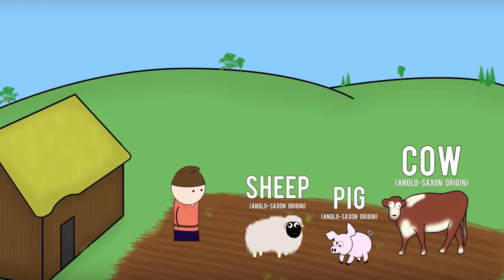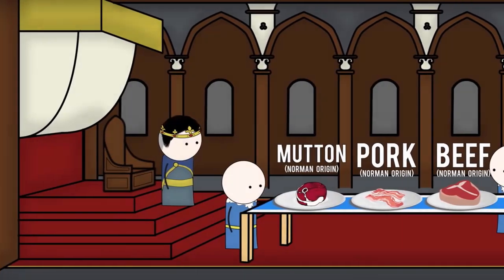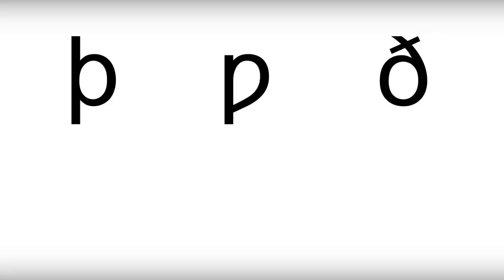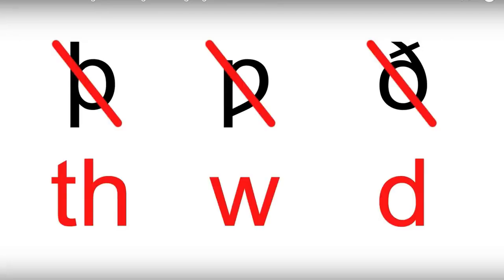Anglo-Saxon farmers had many cows, pigs, and sheep. But once they were served as food for the Normans, they became beef, pork, and mutton. Besides that, written English also had a transformation. Since many Anglo-Saxons couldn't write, the written language was romanticized.